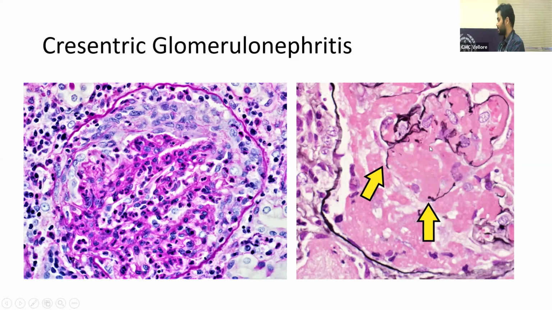So because of this rupture, all the capillary lumen contents are extruded into the Bowman space. This will elicit inflammation in the Bowman space. That's why you can see lots of inflammatory cells in the Bowman space, which look like a crescent shape. So this indicates inflammation is very severe.